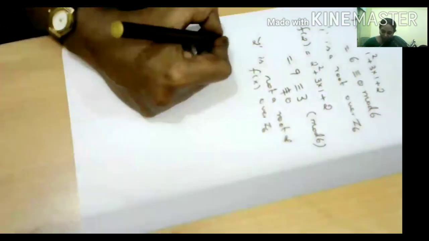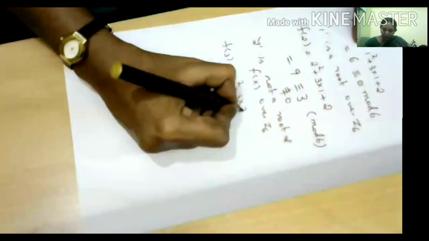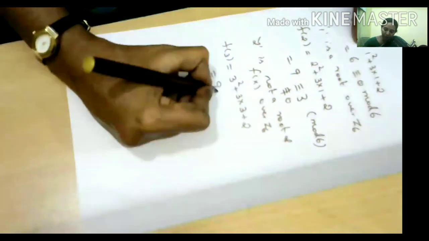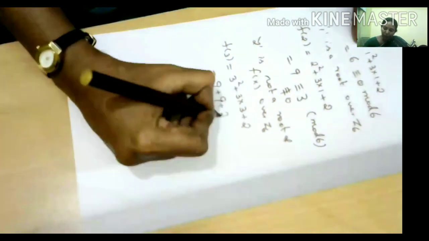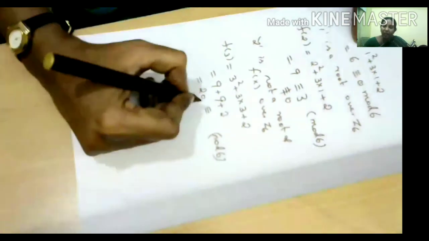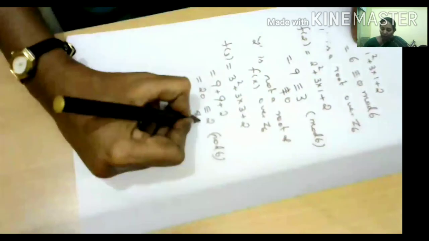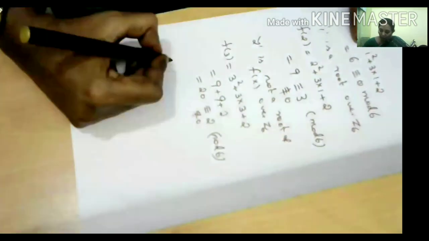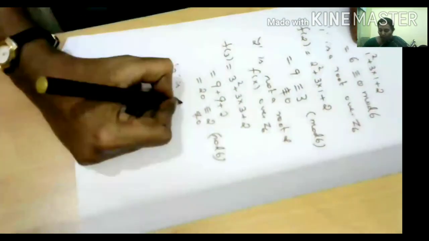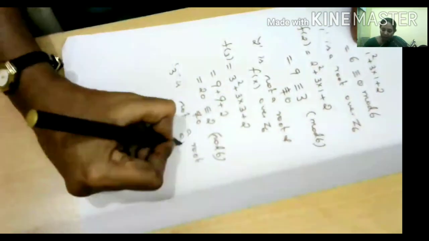Then check 3. x is equal to 3, f of 3: 3 square plus 3 into 3 plus 2. The answer is 9 plus 9 plus 2, so 18, 20. 20 mod 6: 3 sixes are 18, the remainder is 2. So this is also not 0. Therefore 3 is not a root over Z6.